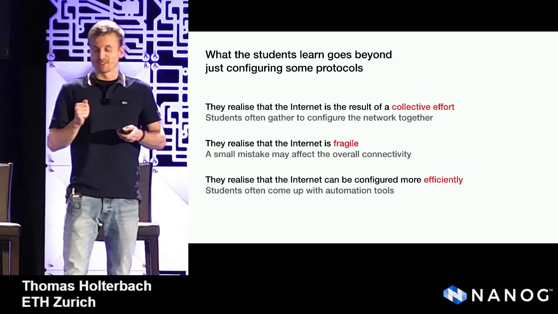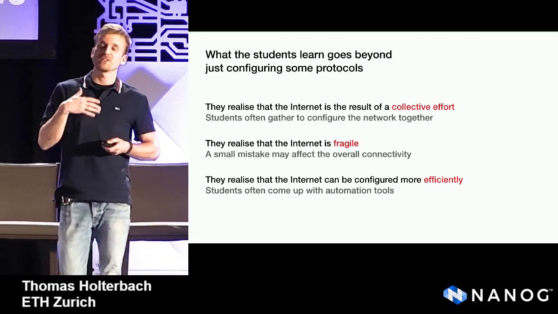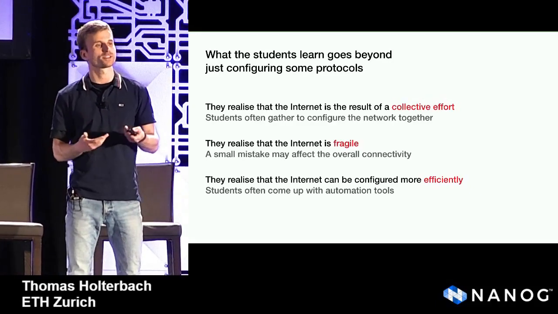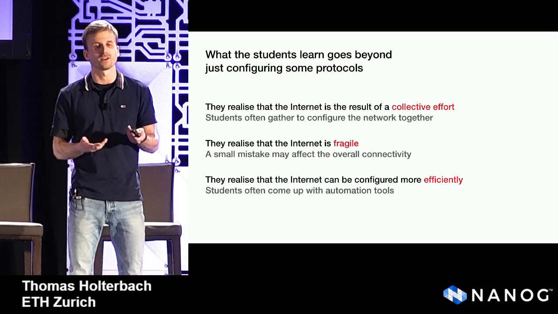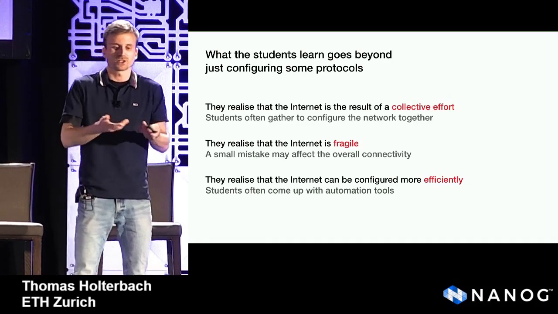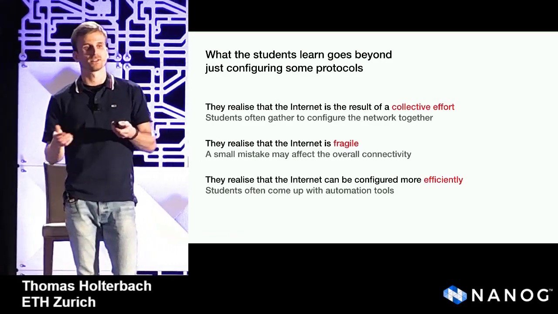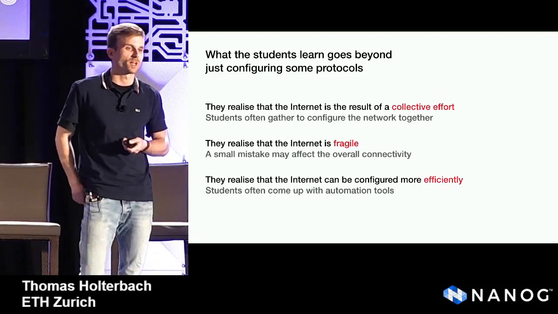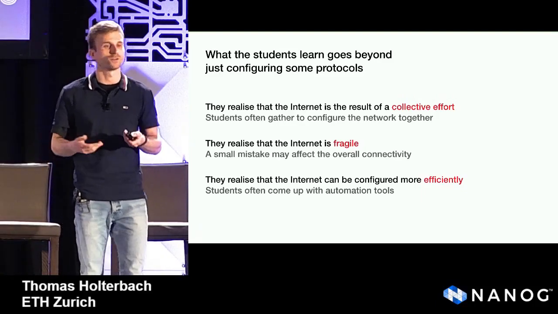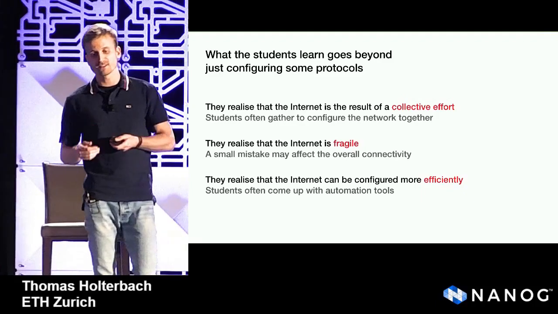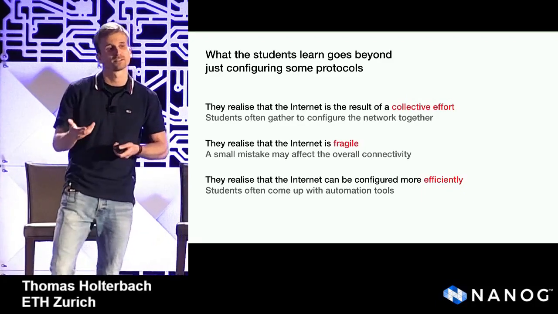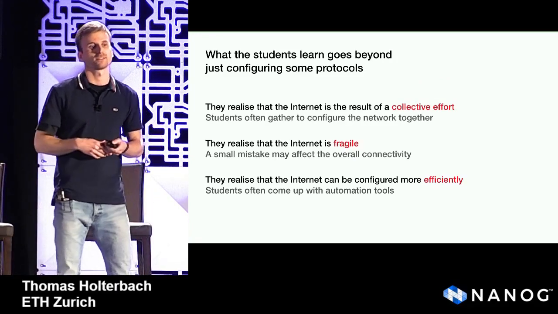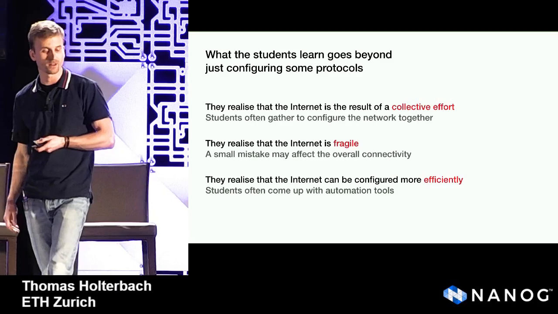They also realize that very often the internet can be configured more efficiently. They see that in all the routers that they have, very often it's always the same commands that they have to use, the same lines of commands. There are just some differences, like some IP addresses that they need to change. So they often come up with Python scripts, for instance, to automate the configuration. We believe that this is a nice example to show that this platform can really train them to solve problems that actual network operators face every day.